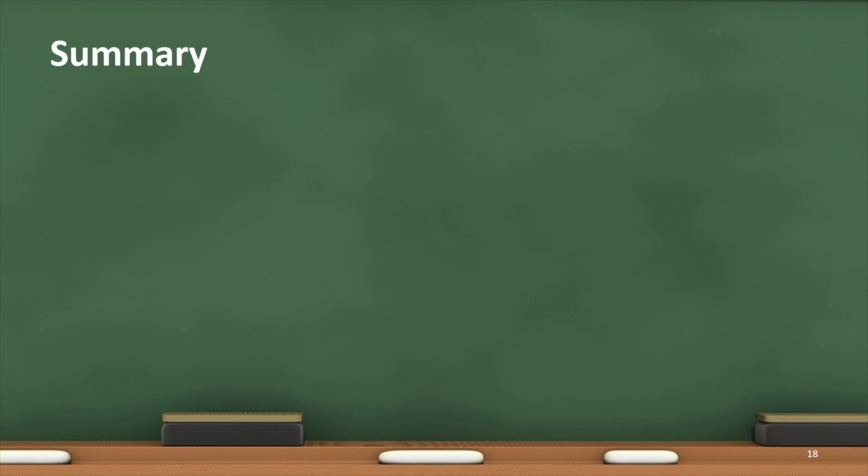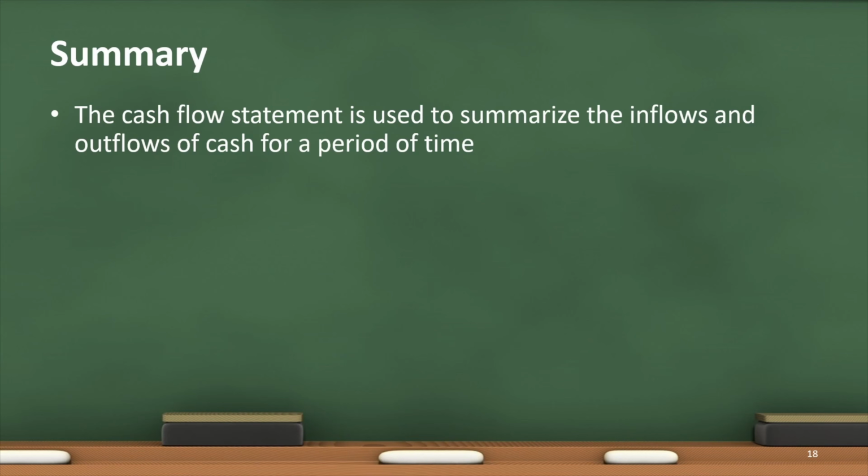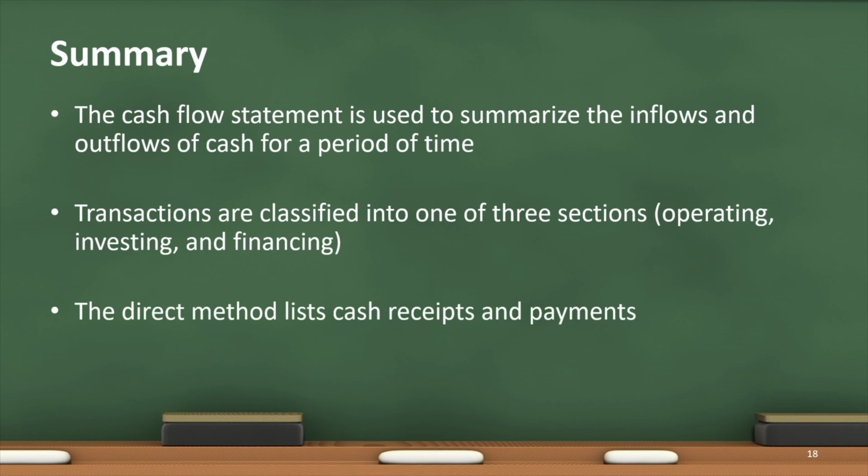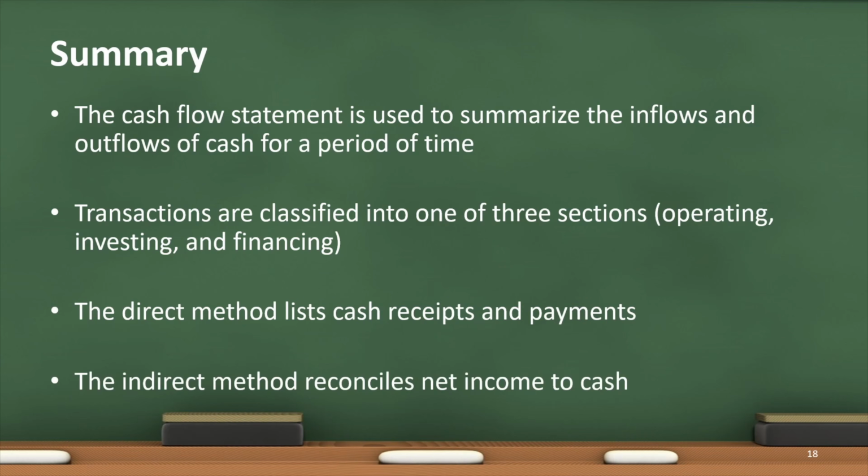So in summary, the cash flow statement is used to summarize the inflows and outflows of cash for a period of time. Transactions are classified into one of three sections: operating, investing, and financing. The direct method lists cash receipts and payments. The indirect method reconciles net income to cash. The indirect method is what you will probably see throughout your career.